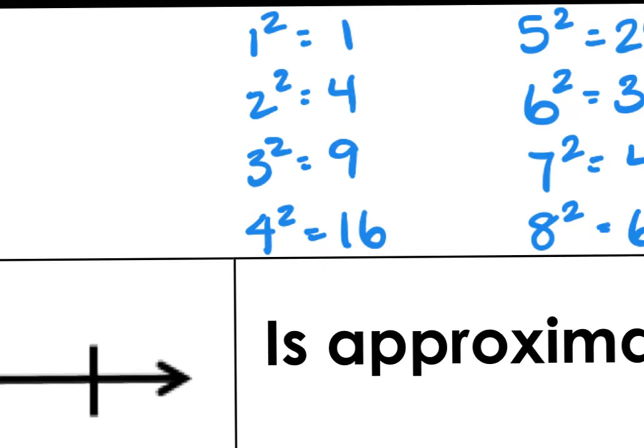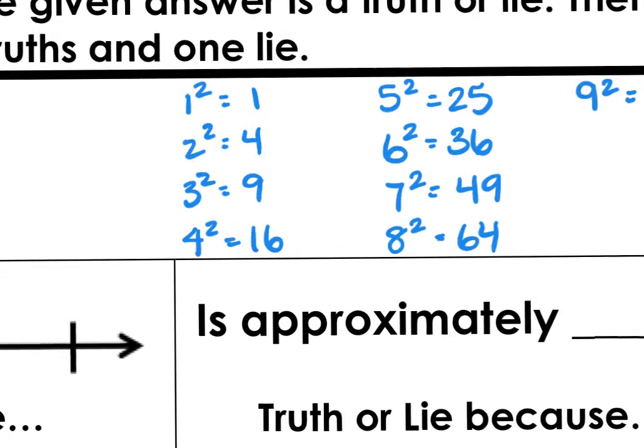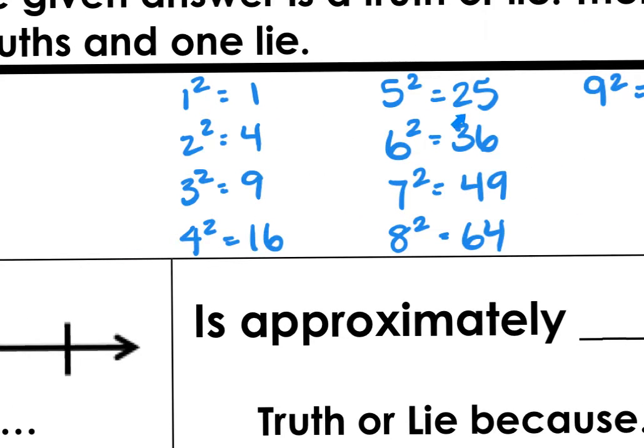Okay, so then the square root of 16 would be 4. Square root of 25 would be 5. Square root of 36 would be 6. Square root of 49 would be 7. Square root of 64 would be 8. And that's exactly what a square root means.